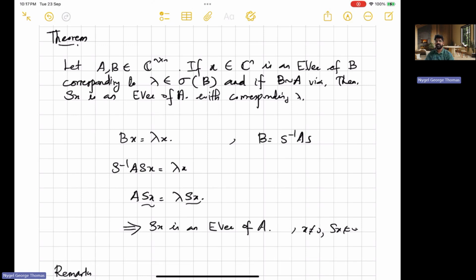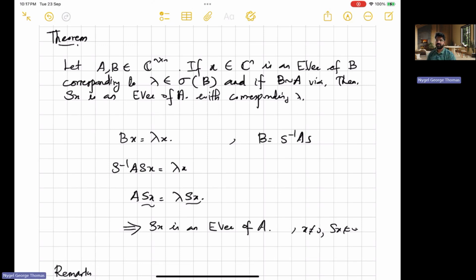So if two matrices are similar, we've seen that they have the same characteristic equation, right? The same characteristic polynomial, and the same set of eigenvalues. So we've already seen that. Okay, what about the eigenvector now?